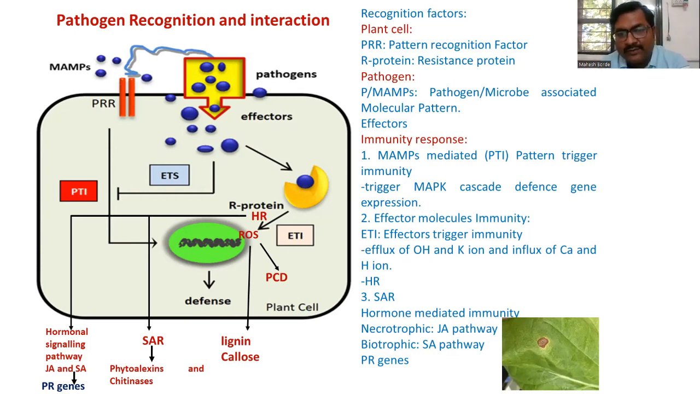After HR is induced, a third line of defense response will be triggered, that is hormone mediated immunity. Mostly in necrotrophic pathogens, the JA mediated defense response will be triggered. In biotrophic pathogens, the salicylic acid mediated defense response will be triggered. And these hormone mediated defense responses will trigger the expression of PR genes. PR means pathogenesis related genes. They mainly produce pathogenesis related proteins, and these pathogenesis related proteins are mostly involved in defensive mechanisms.